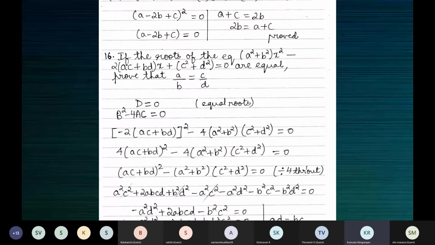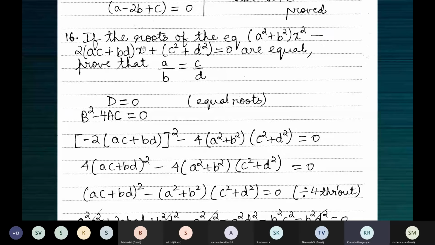See here, this one also. If the roots of this equation are equal, the last three questions are similar. In all the three questions, we are given that the roots are equal. D is 0, b square minus 4ac is 0. Since the equations are different, we had to prove different results.